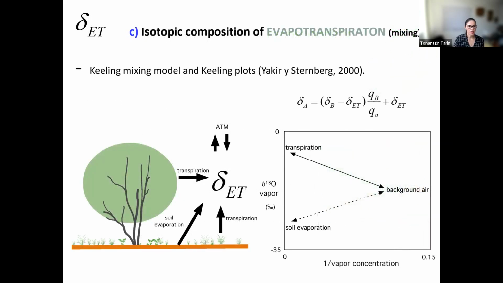And finally, to estimate the isotopic composition of evapotranspiration, we can apply this mixing model, the Keeling model. Basically, we need the isotopic values in a concentration gradient of humidity along the canopy of the ecosystem, and then the intercept of this regression is what allows us to identify the delta ET value.